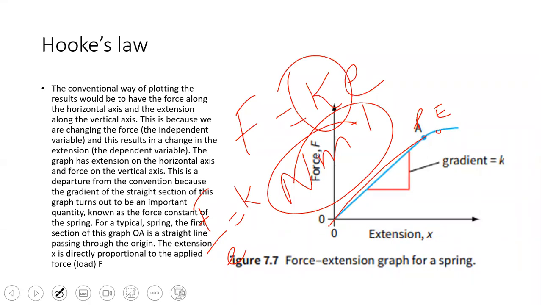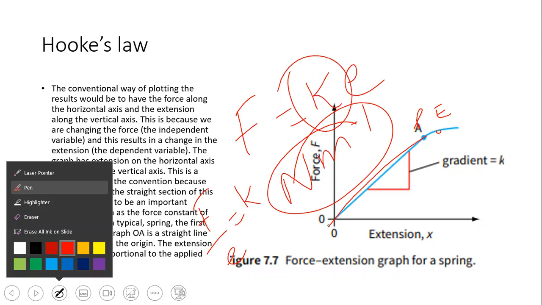Oh, we can get the strain energy, I think. Yeah, exactly. So the force and extension graph, the pieces of information.